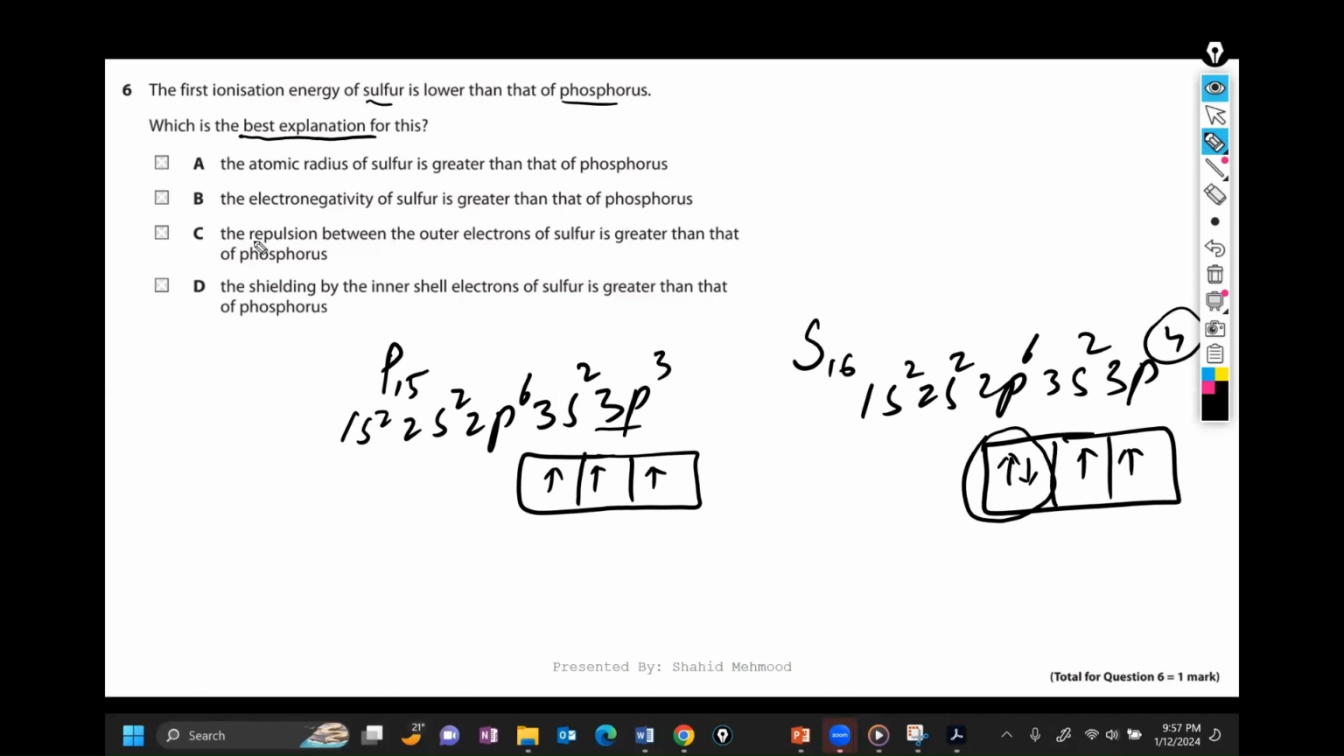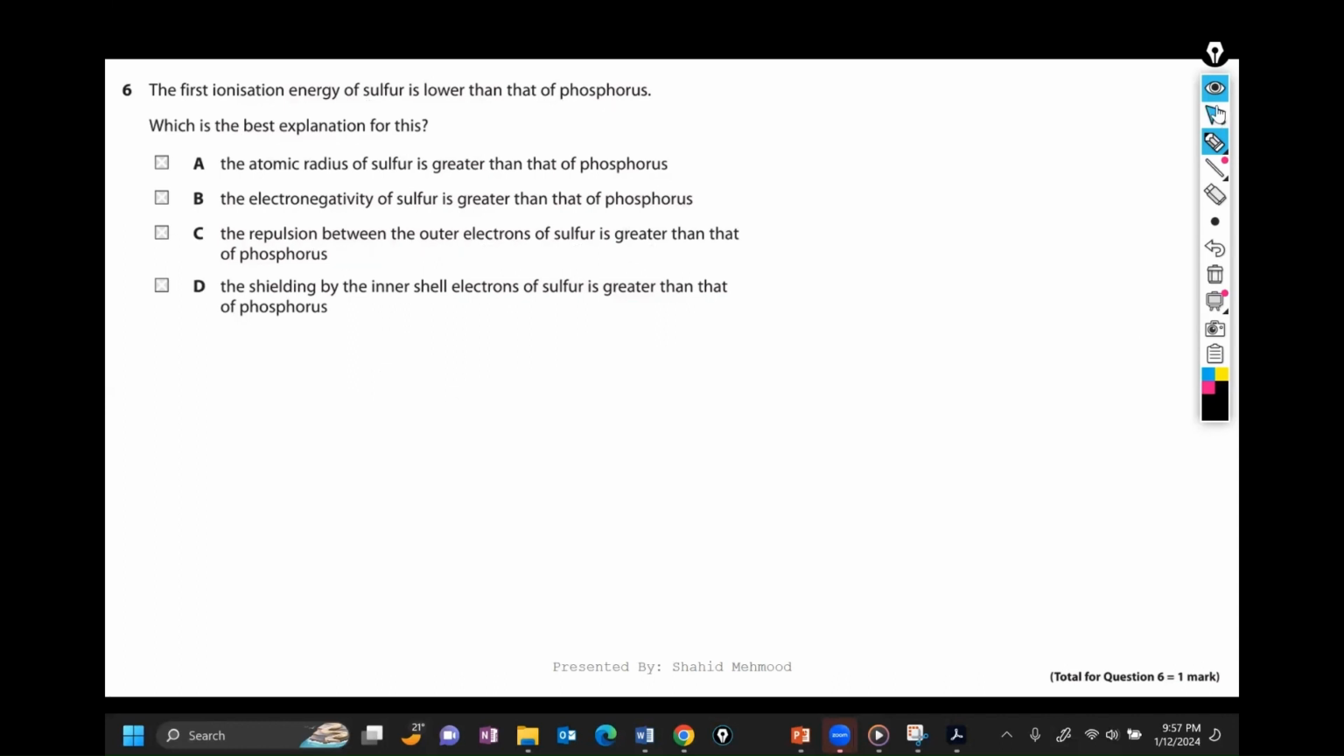The repulsion between the outer electrons of sulfur is greater than that of phosphorus. Yes. Here there is an electron pair, and there is electron pair repulsion. For this reason, option C is the correct option.